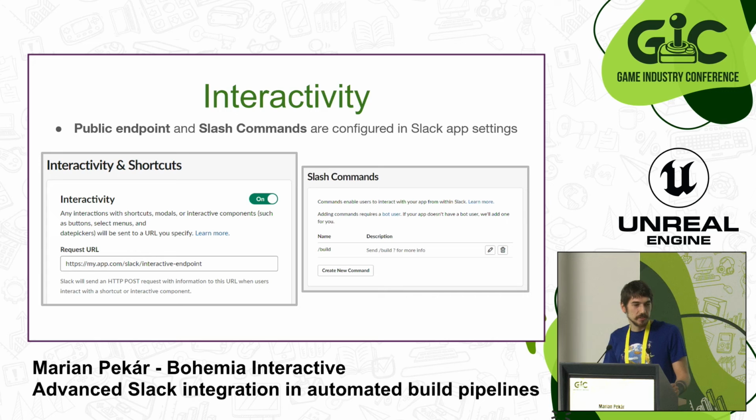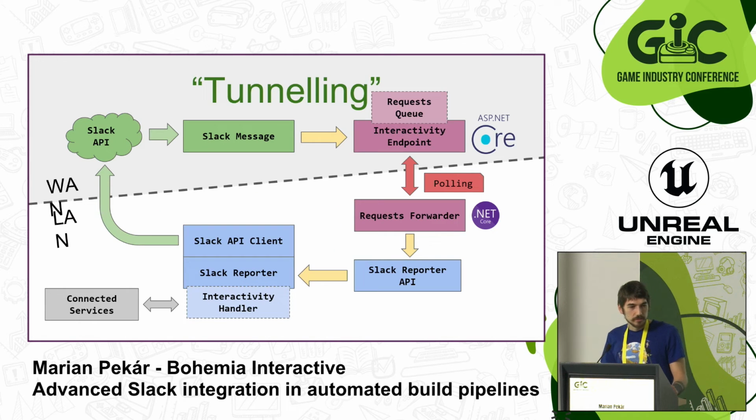And interactivity. When you want to use Slack interactivity, you need some publicly available endpoint, because when someone clicks on an interactive element in Slack, the data goes to this endpoint. And if you want to use slash commands, these commands also need to be registered in the app configuration. So for that, we needed some sort of tunneling, but not in the classical sense, because IT didn't want to expose something in the internal network in that way.